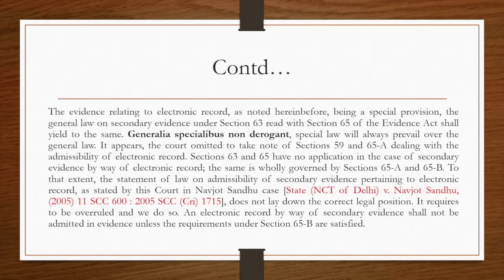It appears that the court omitted to take note of Section 59 and 65A dealing with the admissibility of electronic record. Section 63 and 65 have no application in the case of secondary evidence by way of electronic records. The same is wholly governed by Section 65A and 65B. To that extent, the statement of law on admissibility of secondary evidence pertaining to electronic record, as stated by the court in Navjot Sandhu case, does not lay down the correct legal position. It requires to be overruled, and we do so. An electronic record by way of secondary evidence shall not be admitted in evidence unless the requirements under Section 65B are satisfied.